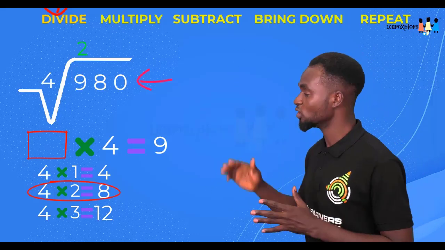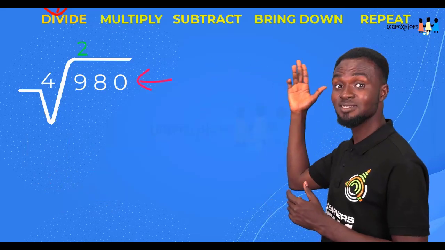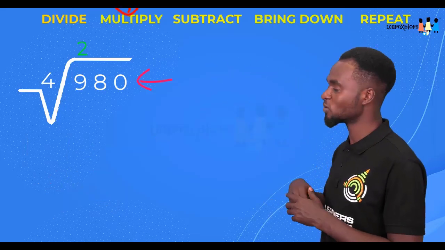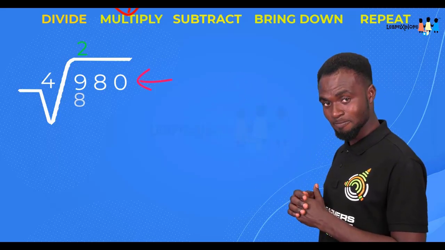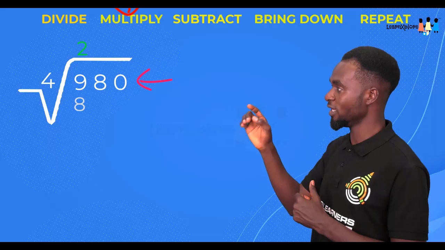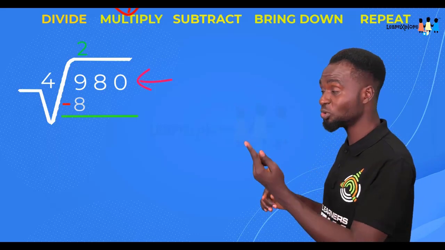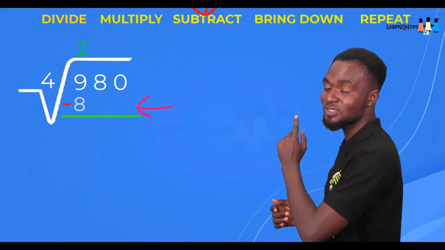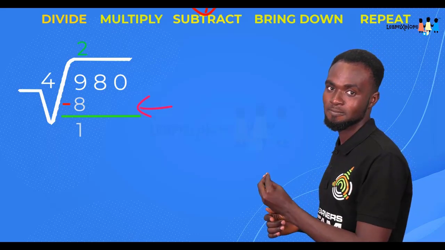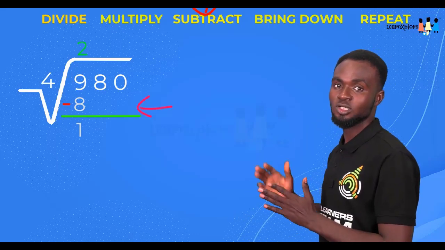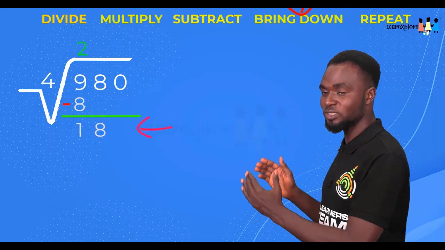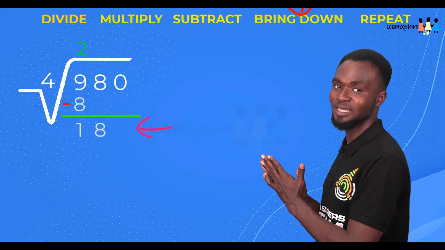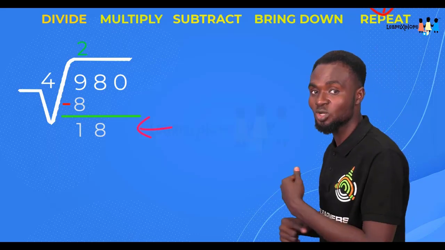So let's continue. After dividing, the next thing is you multiply. So let's multiply. 2 times 4 is 8. You write the 8. After which you subtract. So 9 minus 8 is 1. Now you bring down the next one. What's the next number? 8. So now 1 and 8 has become 18. Then you begin the process all over again.